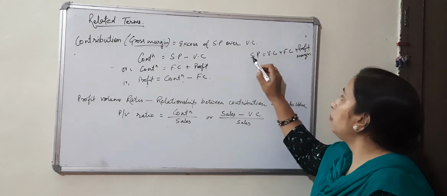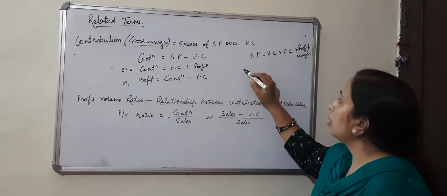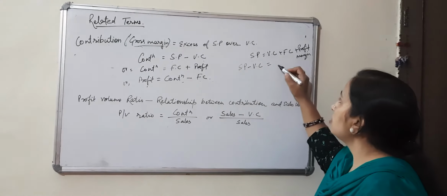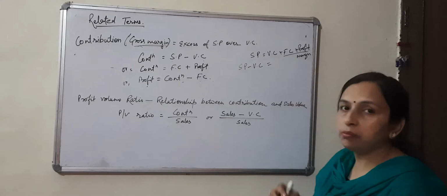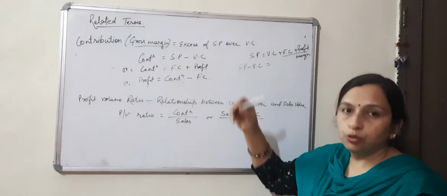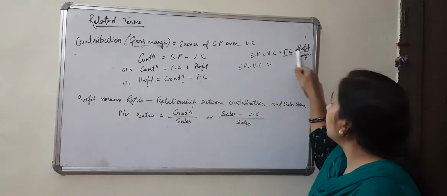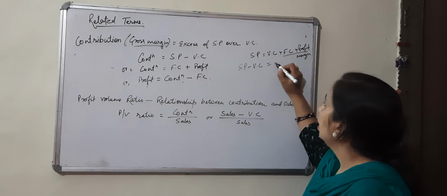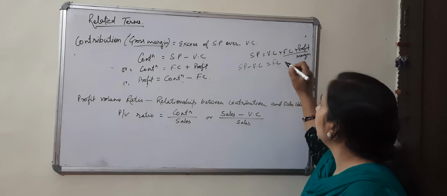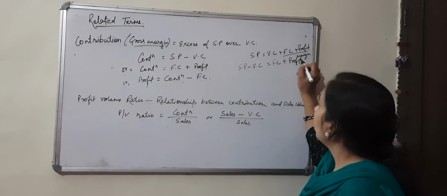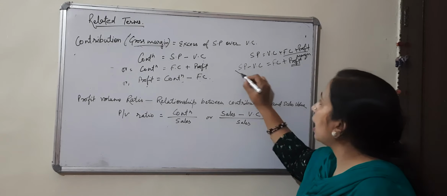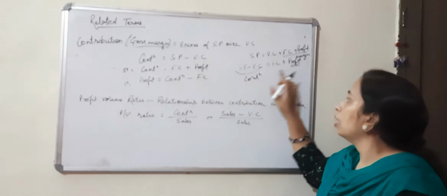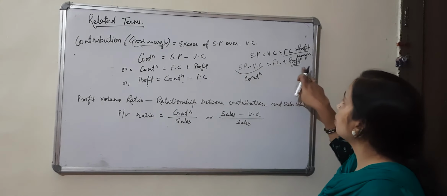Now I am saying selling price minus variable cost is equal to what? Selling price minus variable cost is equal to contribution. That means contribution is equal to fixed cost plus profit margin. The same thing is written here. You can either say fixed cost plus profit margin or sales minus variable cost. So what is left is fixed cost plus profit. Now if you want to calculate the profit, and this I have said is contribution, selling price minus variable cost is contribution. Now you can say contribution is equal to fixed cost plus profit.